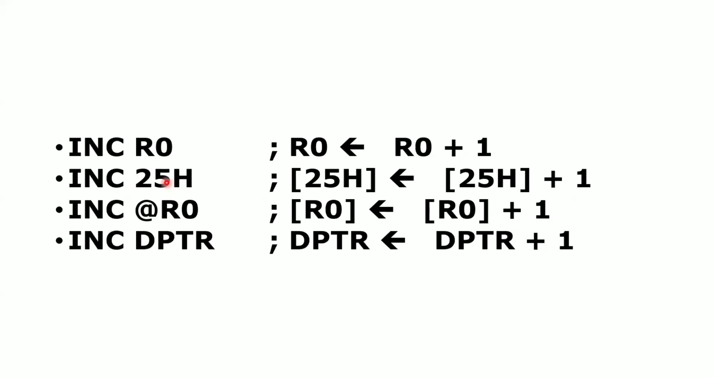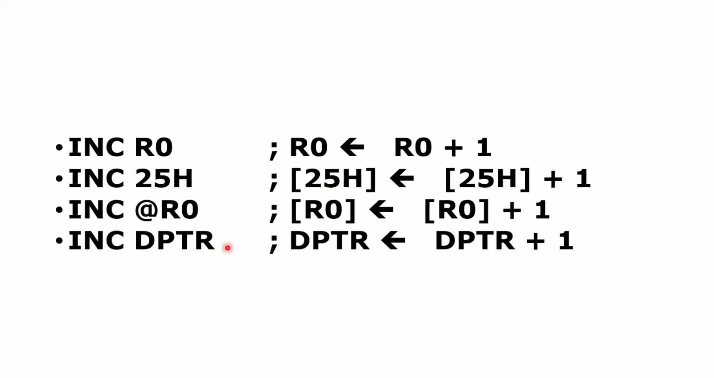So 25H means I'm having a value in this address location. Increment that value and store the result again in that address location. Okay. Now the next one is increment @R0. Increment @R0 means R0 consists of some value that becomes the address. Go to that address location, increment the value in that address location, modify the same value and store it into that memory location.